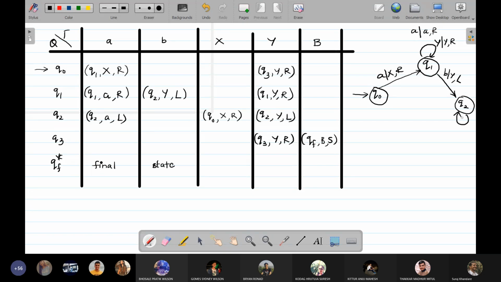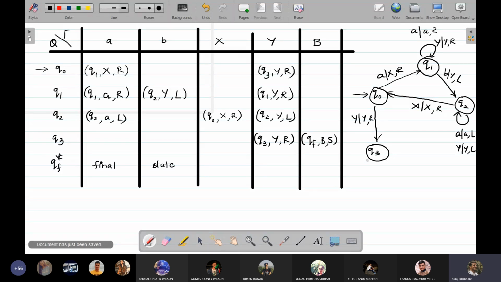Then Q2, A is kept as A, we keep moving to the left. Y is kept as Y, we keep moving to the left. And when we get X, we go to Q0. So X is not changed, X is kept as X, and we keep moving to the right. In Q0, when we get Y, we move to Q3. Y is kept as Y, we keep moving to the right.